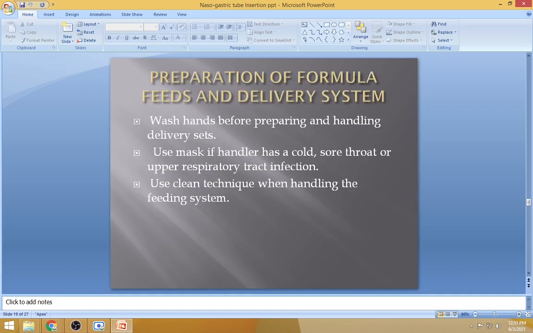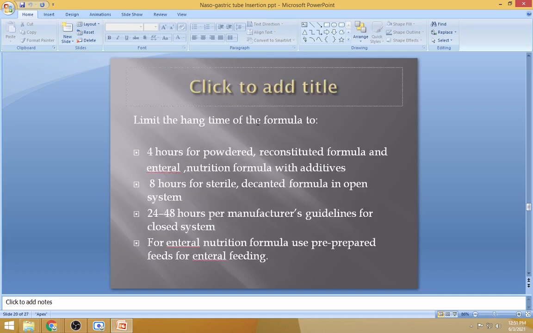Before preparation of the formula feeds and delivery system, wash hands before preparing and handling a delivery set. Use masks if the handler has a cold. You have to use masks not only because the patient has a cold, but if the person who is going to feed the patient or give the medication is also having a cold, we should definitely use a mask so that our infection will not be transferred to our patient.